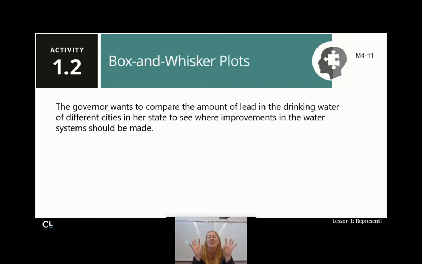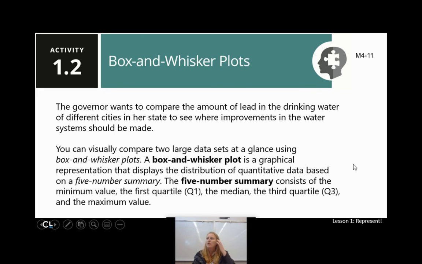Now, because we have two different cities that we're going to be comparing, a histogram isn't the best way to go anymore. A histogram is great with those bars. It's great if you just have one set of data, but we're now dealing with more than one and we want to compare them. So if you want to visually compare two large sets of data, just at a glance, use a box and whisker plot.